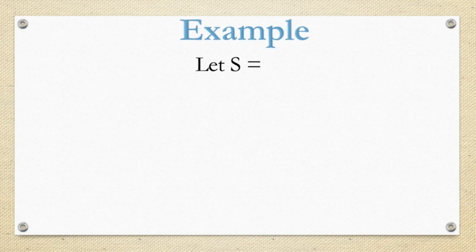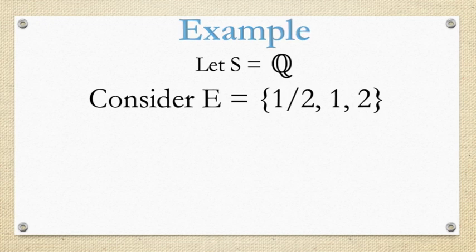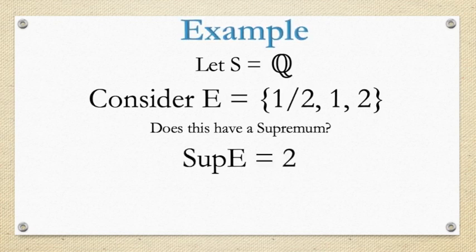Let's say S is the set of rational numbers. Then consider E to be the set whose elements are 1/2, 1, and 2. Does this have a supremum? What is it? You are correct. The supremum, the sup E or the supremum of E is 2. 2 is an upper bound of E. It is the least upper bound because if there exists gamma less than 2, then 2 is greater than gamma, which implies gamma is not an upper bound.